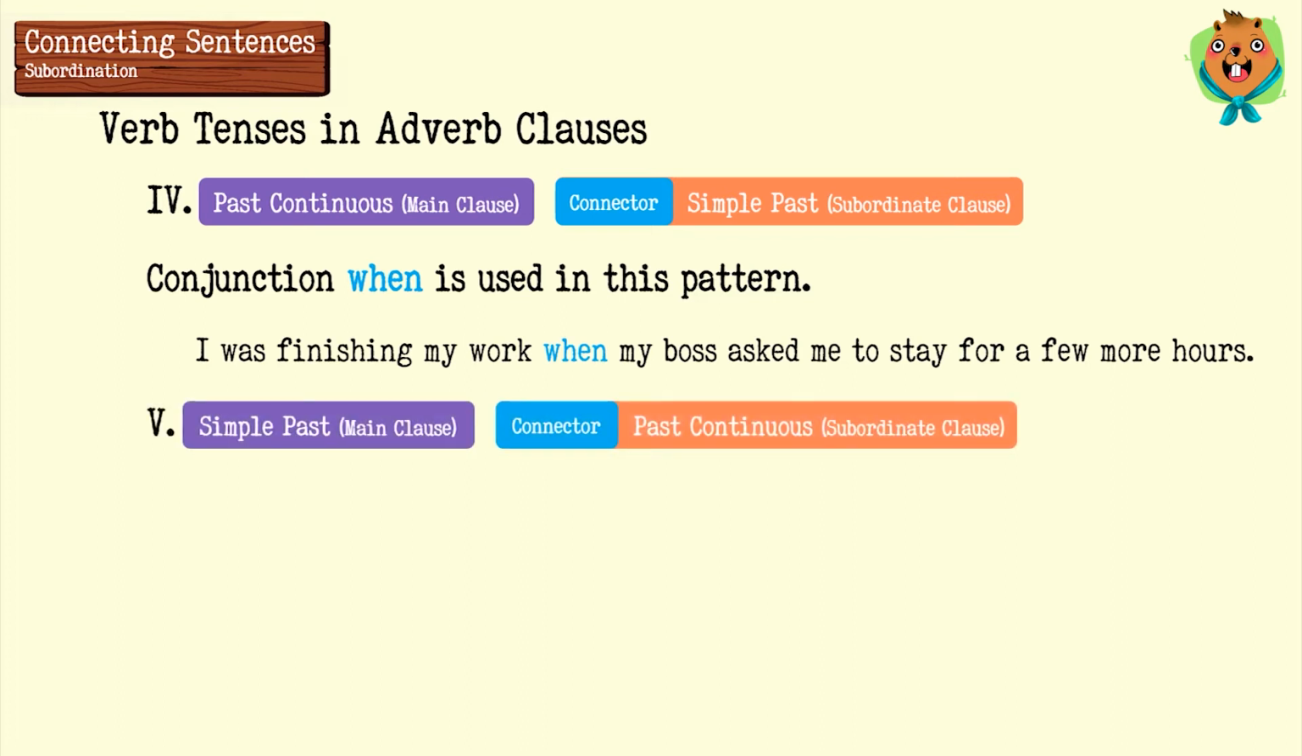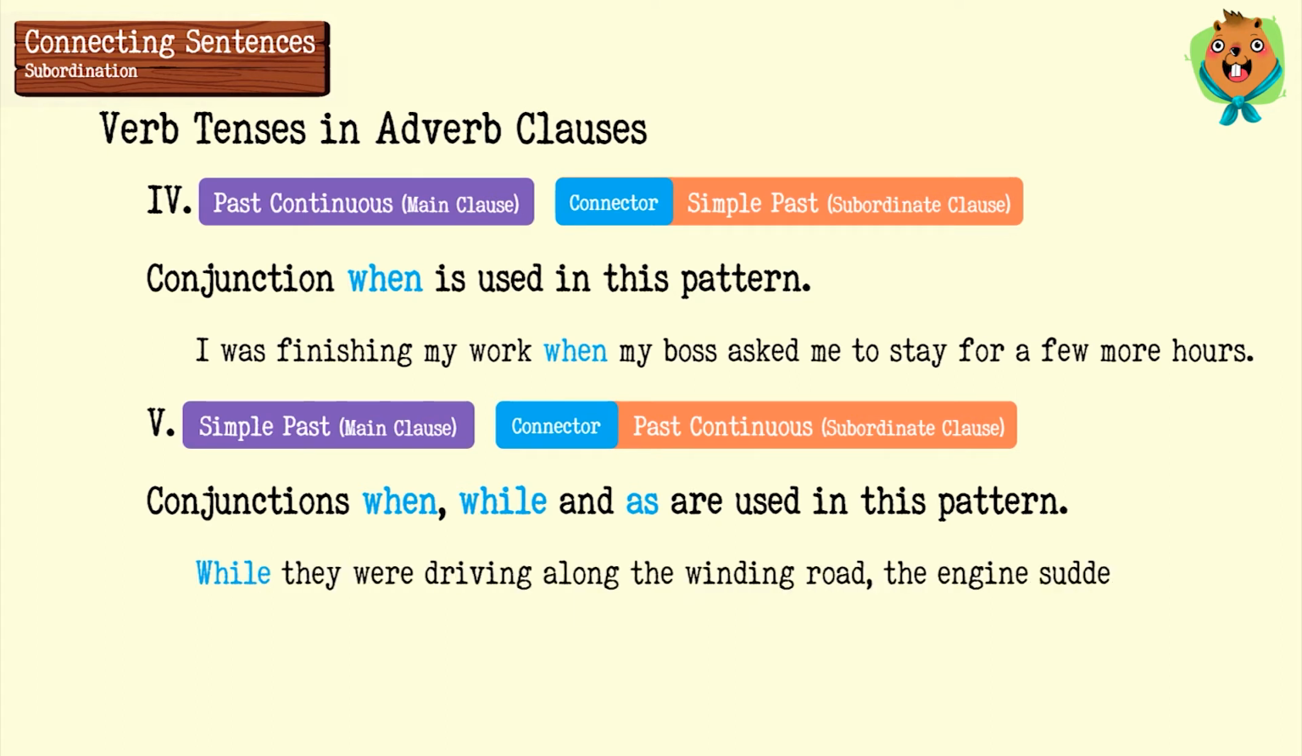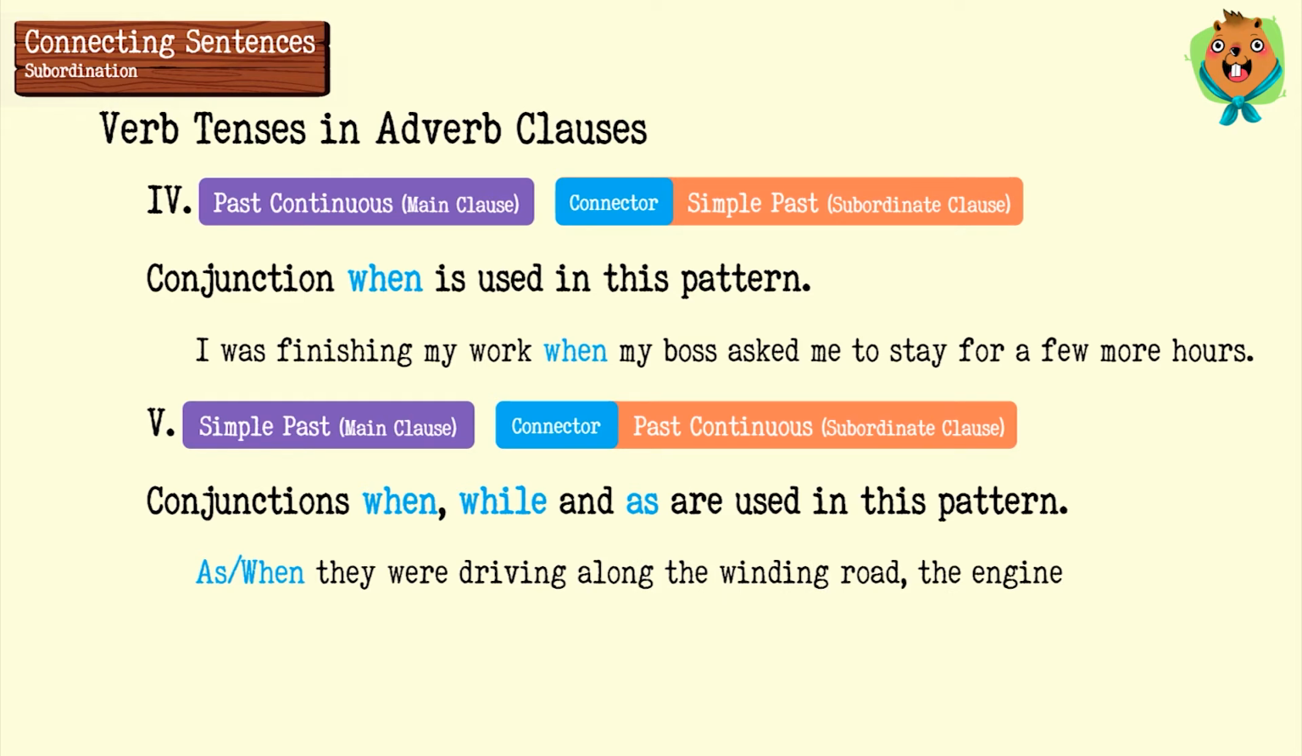Pattern 5. Simple past in the main clause and past continuous in the adverb clause. When, while, and as are the conjunctions usually used in this pattern. For example, while they were driving along the winding road, the engine suddenly stopped. In this sentence, it is possible to use as or when instead of while.